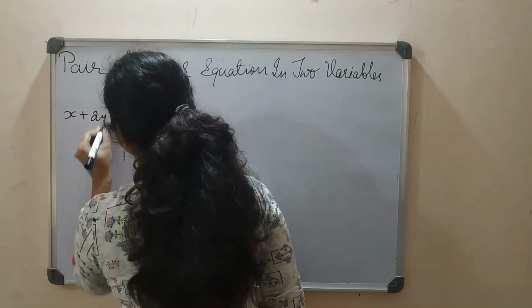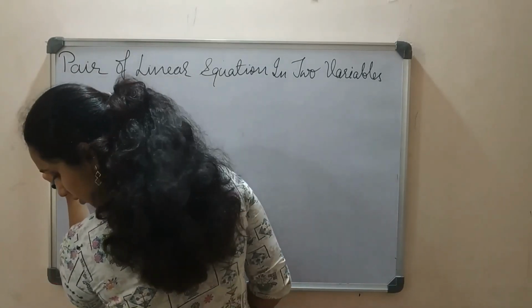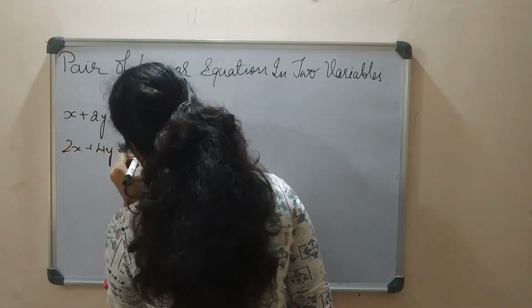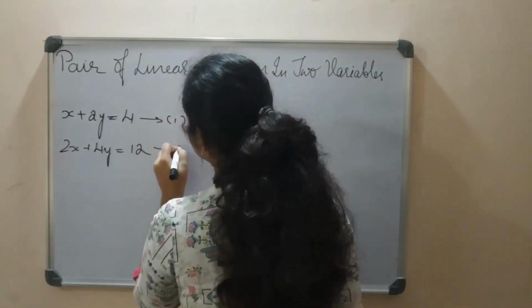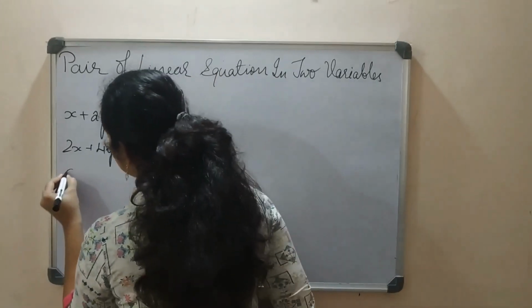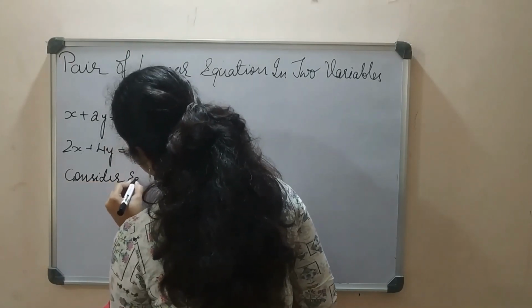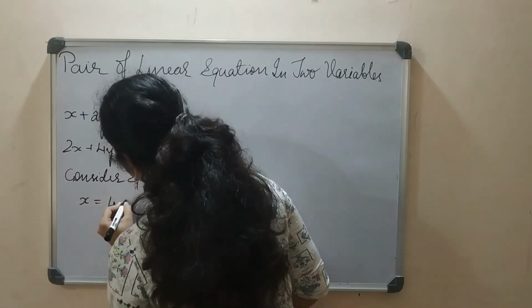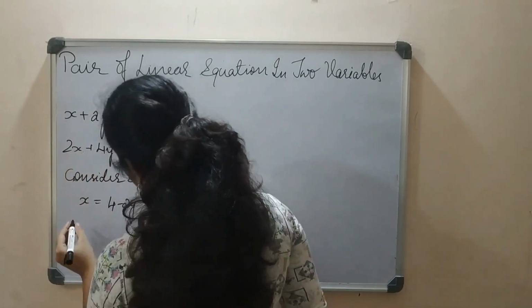x plus 2y equals 4, and 2x plus 4y equals 12. This is equation 1 and this is equation 2. I'll consider equation 1: x equals 4 minus 2y. So, substituting it in equation 2.